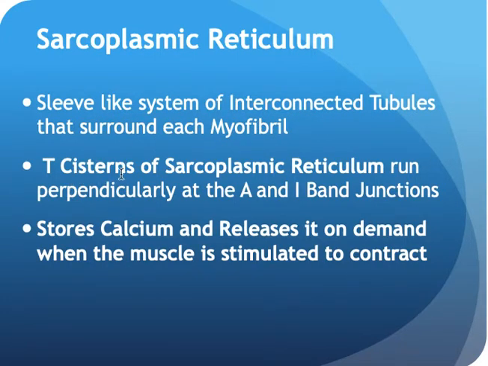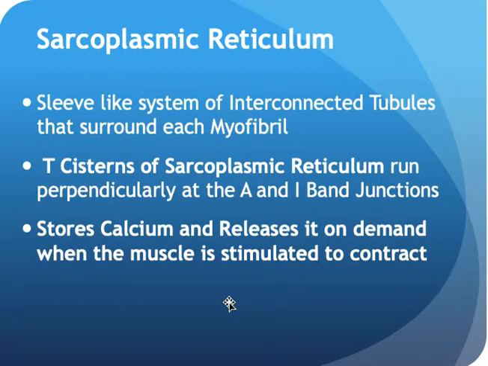I'm going to have a T-cistern of the sarcoplasmic reticulum. It's going to run perpendicular at the A and I bands. Again, we want to go back to the picture and just find that T-cistern. And the main job of the sarcoplasmic reticulum, the most important part, is that you want to realize that it's going to store calcium for me, and it's going to release it on demand when my muscles are stimulated to contract. When it gets stimulated, it's going to release that calcium, and it's going to allow the contraction to continue.